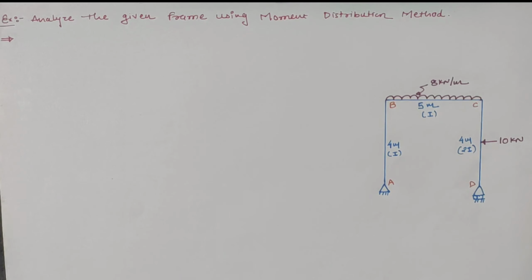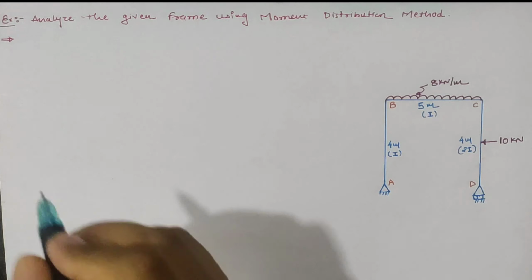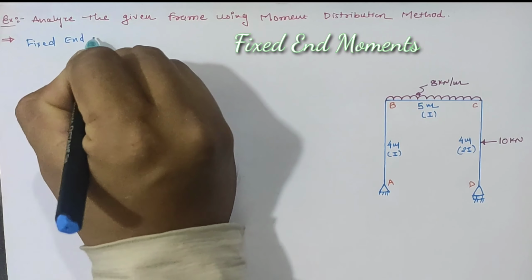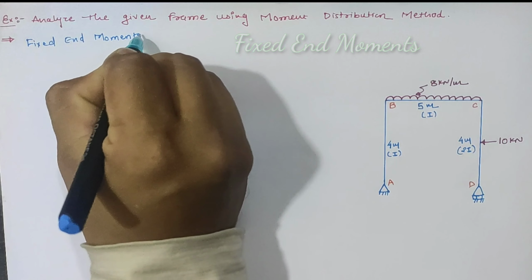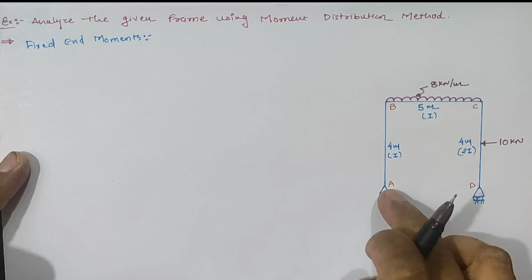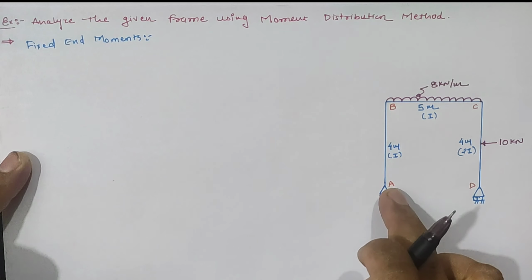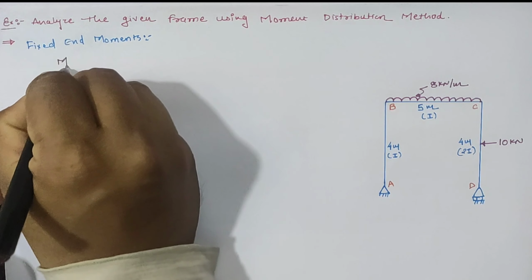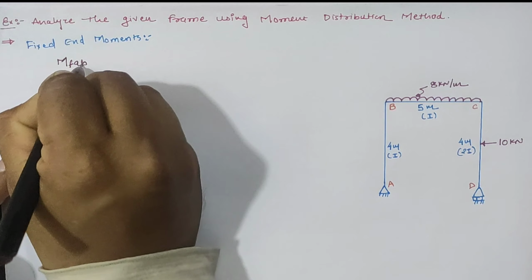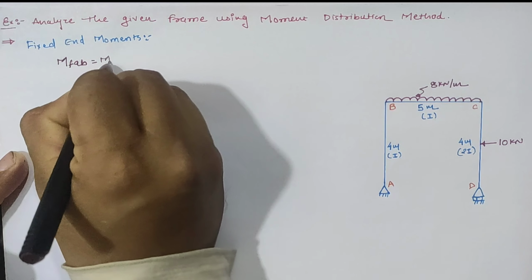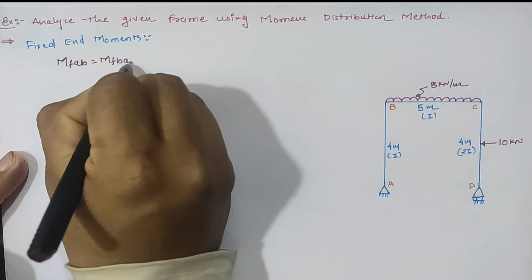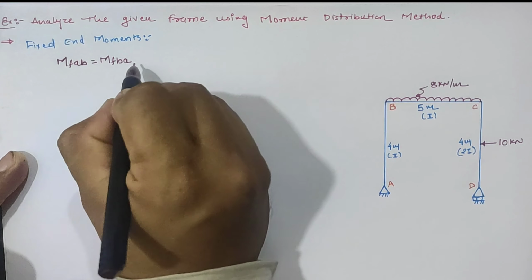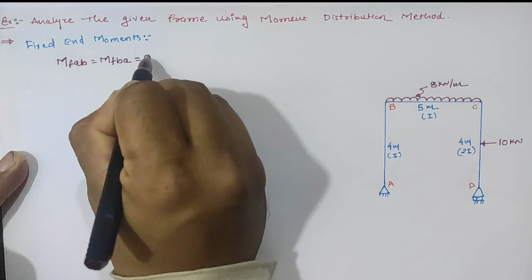Now let us go for the solution. So first step is, for AB span there is no load given on the column, so the fixed end moments in span AB and span BA, indicated as MFAB and MFBA, are equal to 0.